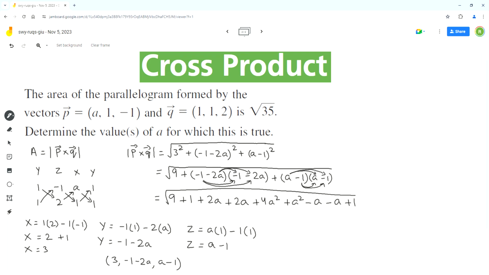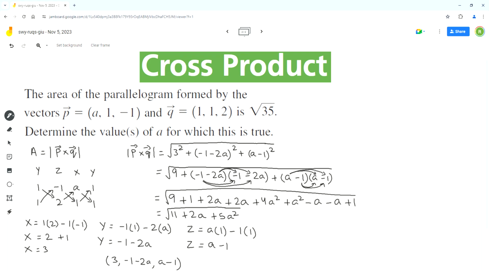Now we can combine like terms. So we can add the number terms. 9 plus 1 and then plus 1 at the end becomes 11. Then 2a plus 2a minus a minus a is equal to 2a. 4a squared plus a squared is 5a squared. So this is the expression for area of the parallelogram.